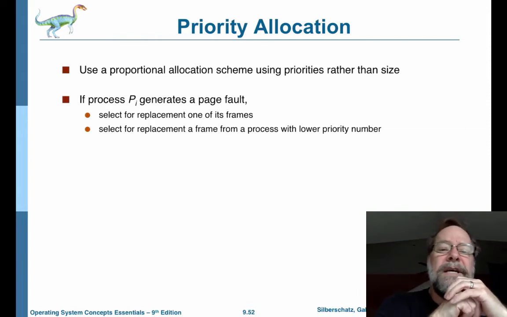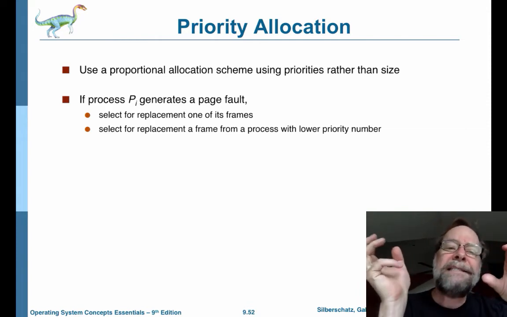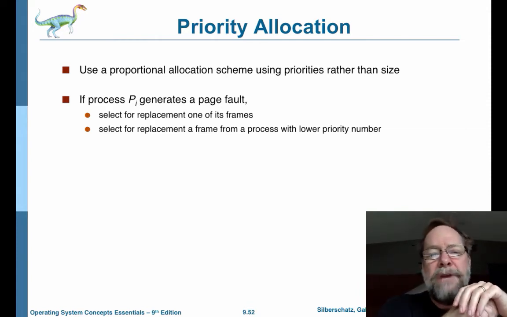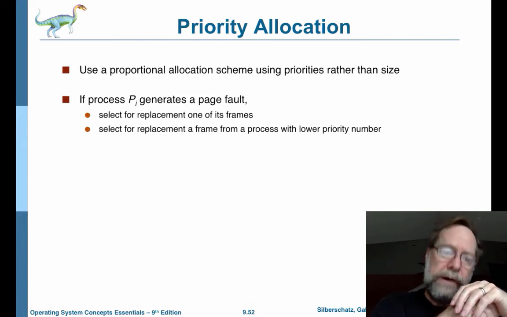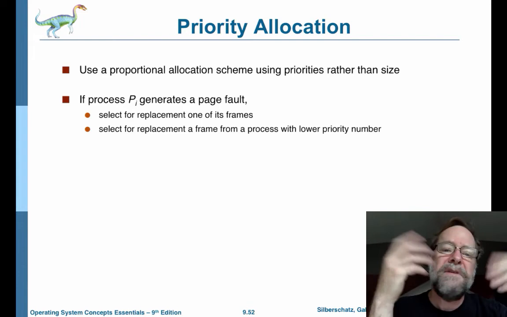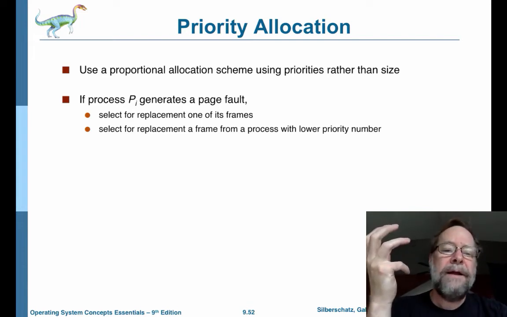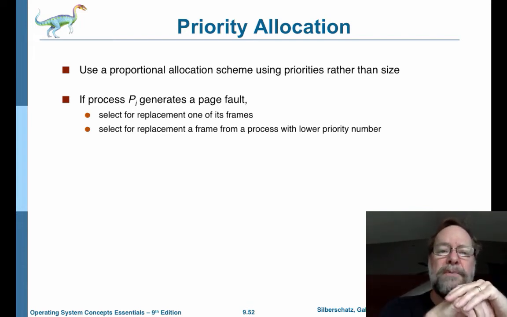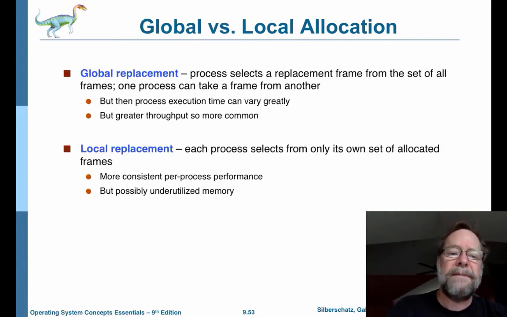Priority allocation is, rather than relying on size to determine how many frames are allocated, you have some kind of a concept of a priority. And so here what you might say is higher priority processes should be given more pages because I want to have fewer page faults occur to those processes. I want them to run faster, for example.